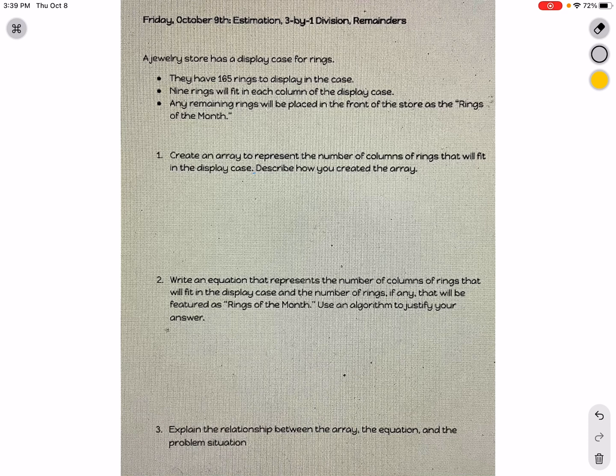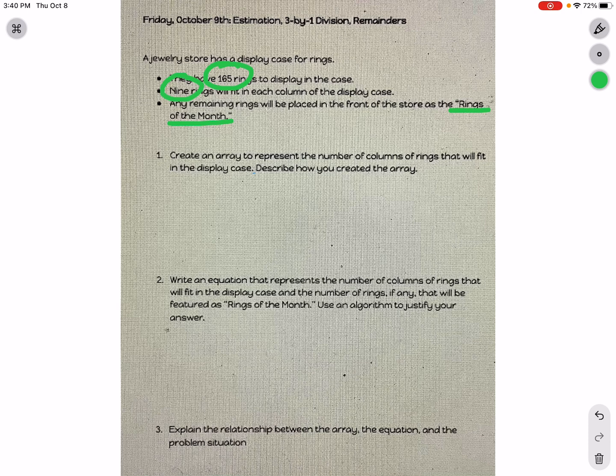A jewelry store has a display case for rings. It says they have 165 rings to display in the case. So they have a total of 165 rings. I'm thinking that's important information. It says 9 rings will fit in each column of the display case. Okay, so we have 165 rings. We can fit 9 rings per column. And then anything that's left over will be displayed at the front of the store as rings of the month. All right, so I know I have 165 total, and 9 will fit in each column.